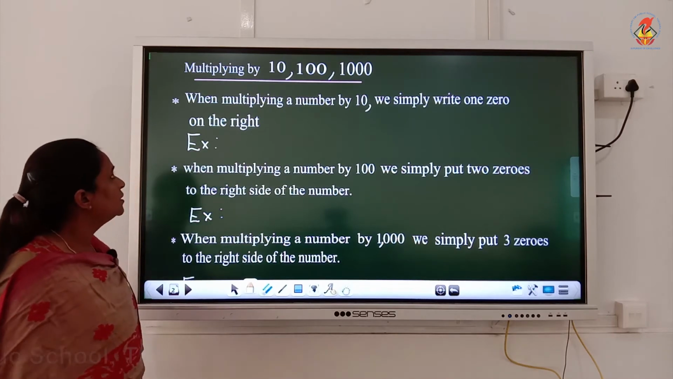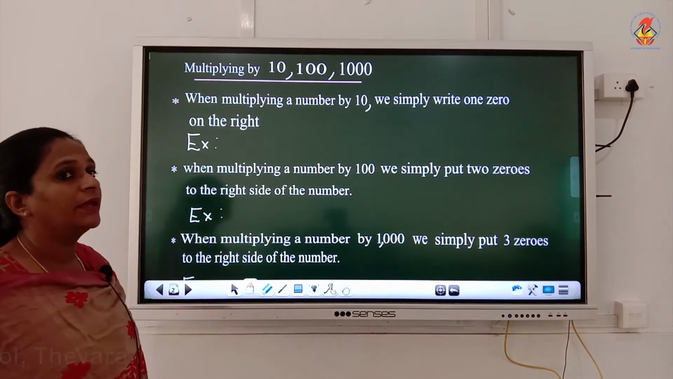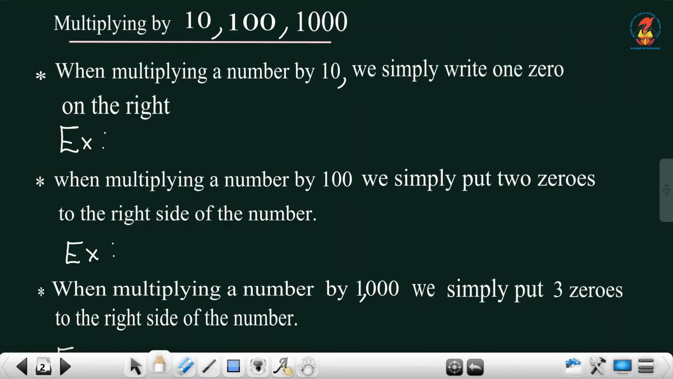So, let us see how to multiply by 10, 100, 1000. When multiplying a number by 10, we simply write 1 zero on the right side. If you have a number, for example, 5 into 10, how many zeros are there? Just 1 zero. 5 into 1 is 5. On the right side, just put 1 zero.